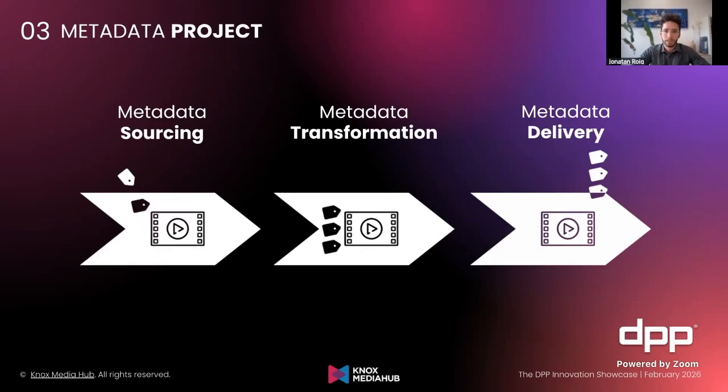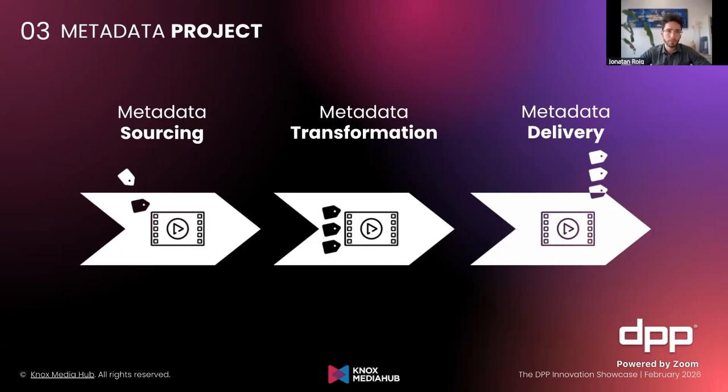taken in 3 stages. First, we consider the metadata sourcing. How can we get more metadata from the assets we have? Then the metadata transformation. Once we have this new metadata, we probably need to transform it to something that can be useful. And finally, we have the metadata delivery. So actually taking this metadata, reshaping it in the way that the endpoints want this metadata. And when I say endpoints, I mean platforms or customers that need this metadata along with the media assets.